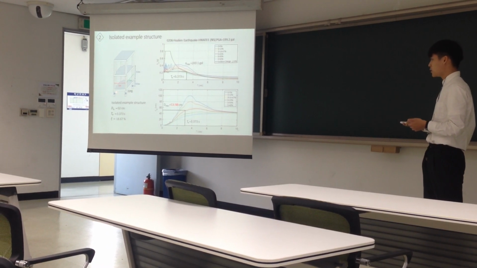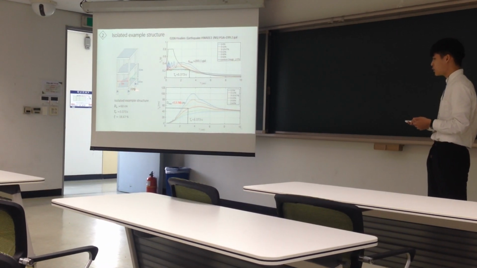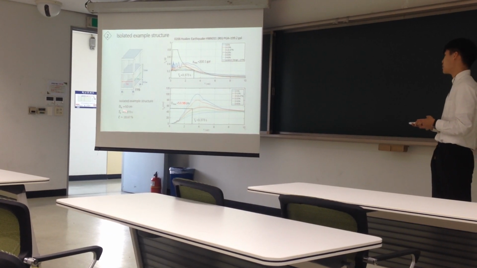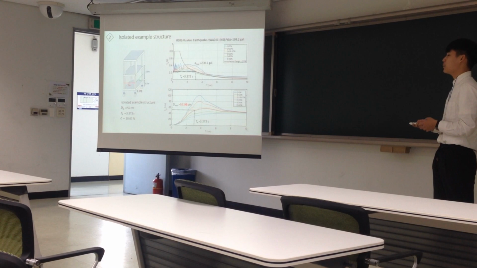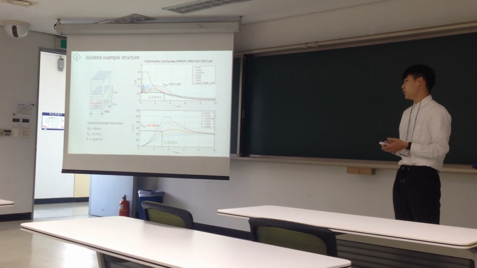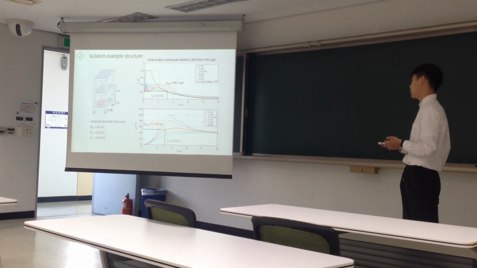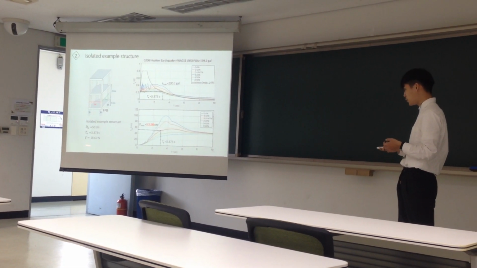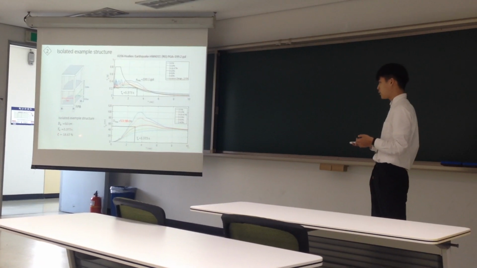And this is the isolated example structure before retrofit by FPB. On the left-hand side, there are 3 numbers. The first is dU, the ultimate displacement, as I said before, and here we assume it is equal to 50 centimeters. The equivalent damping ratio and the equivalent period are shown here.